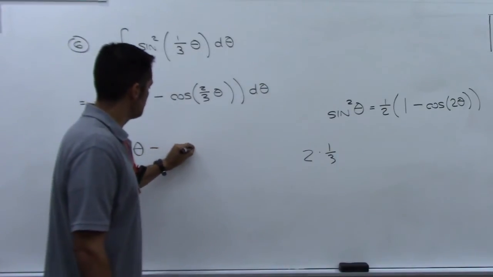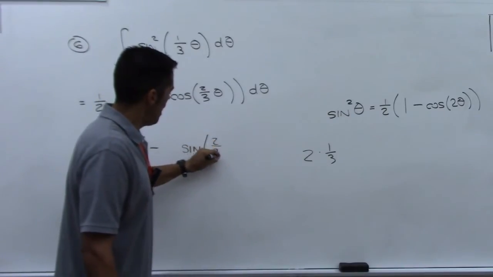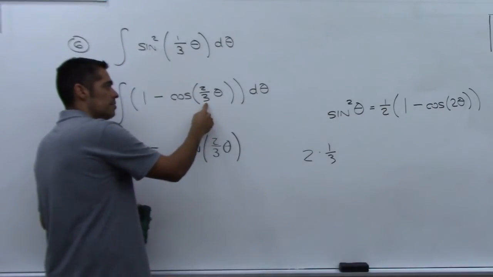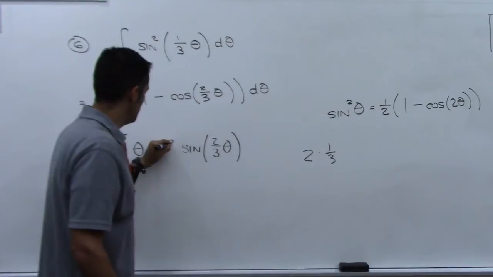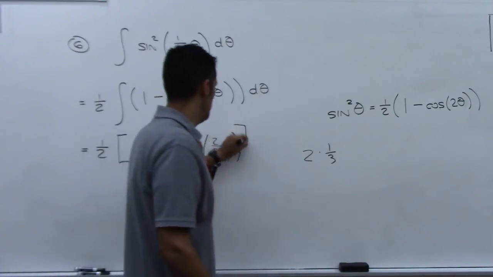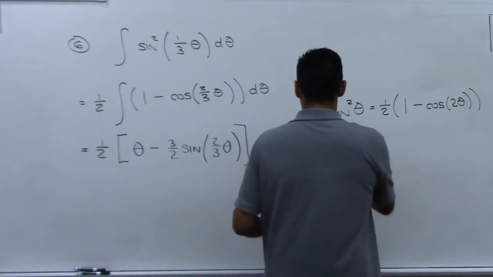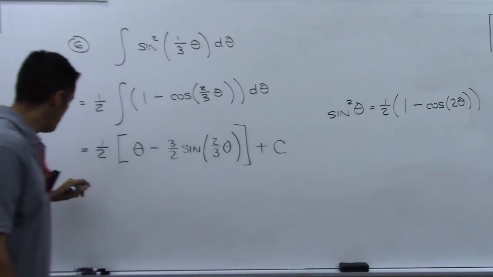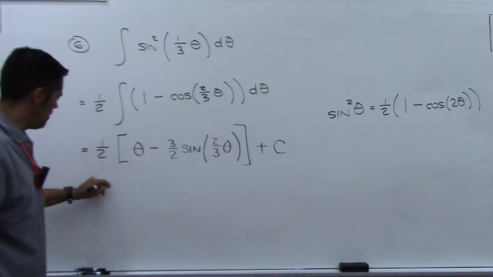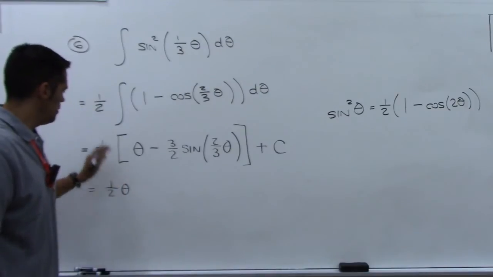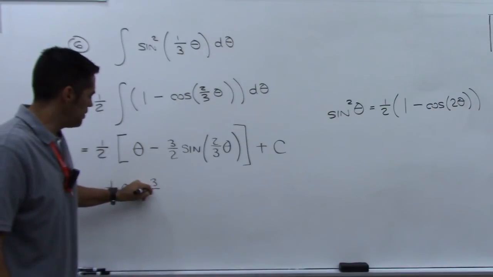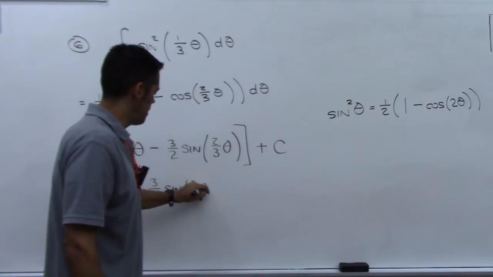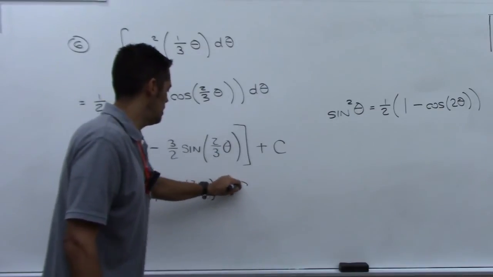And also, because this is linear in here, I have to scale by 1/a. So I do 1 over 2/3, which comes out to be 3/2. And then plus c. And then I can distribute my 1/2 through. When I do that, I get 1/2 theta, distribute here to here, minus 3/4 sine 2/3 theta plus a constant.